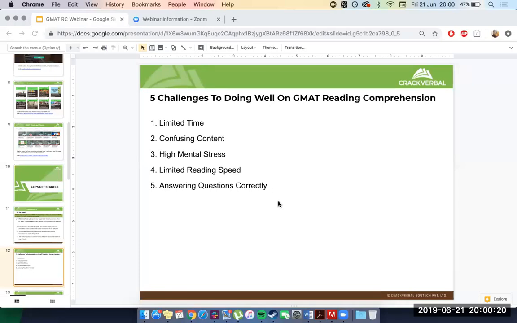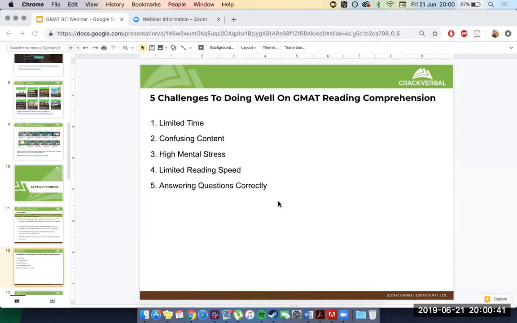A couple of points on these challenges. We're going to look at proper strategies to deal with them, but a couple of points about dealing with these challenges outside of these strategies as well. High mental stress: the GMAT is a stressful exam. It's not just reading comprehension, the whole test is stressful. What do you do about that?